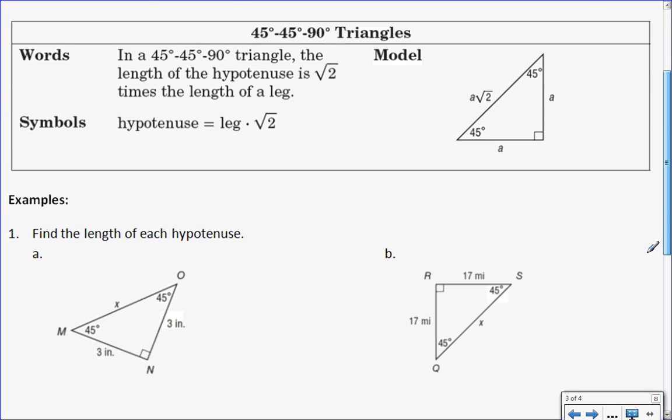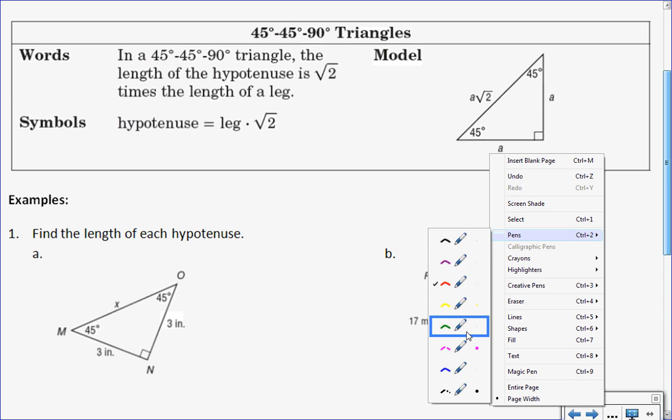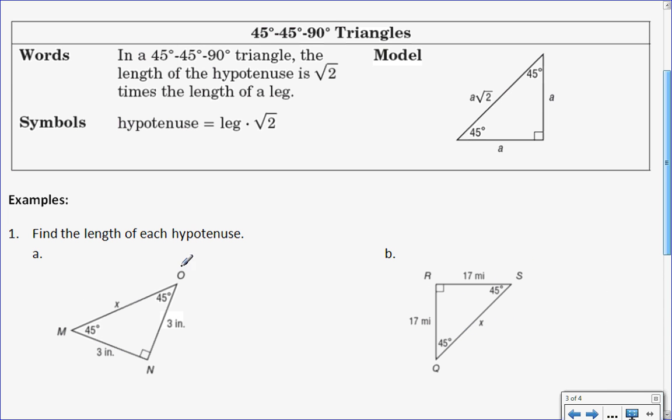Example 1 says to find the length of each hypotenuse. So in this one, the way I like to solve these special right triangle problems is to first identify which sides you have, because sometimes the triangle is turned very, very strangely. So here, because we know it's a 45, 45, 90 triangle, we know our two legs are A and A. And then the hypotenuse is A square root of 2.